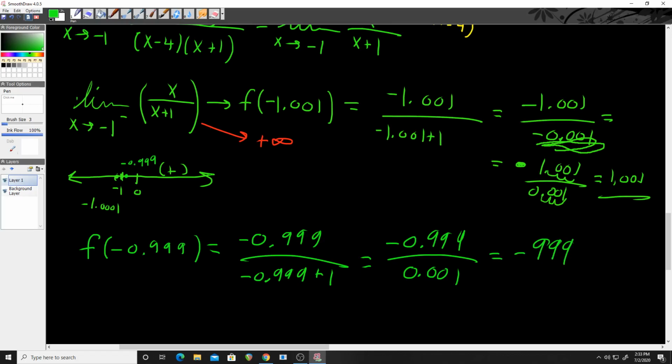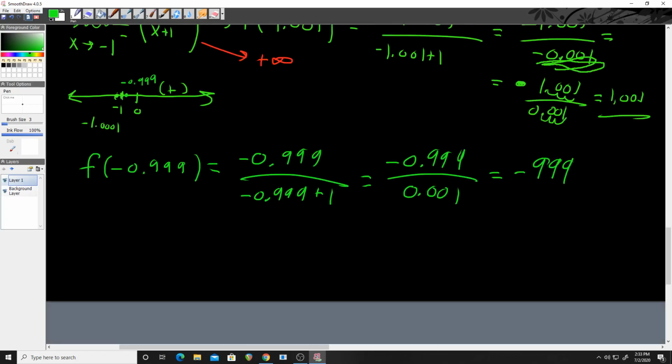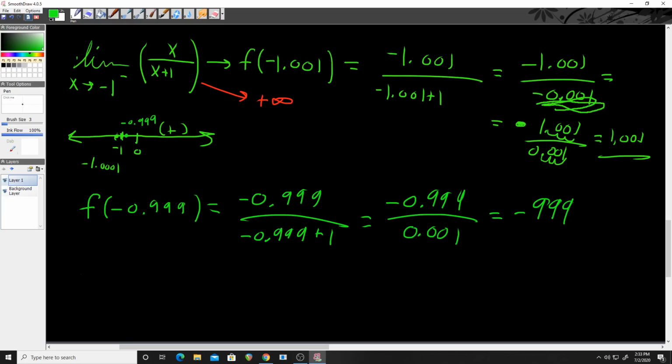So the right hand limit then, look at that, I'm out of space. The limit as x approaches -1 from the right of our function is negative infinity.